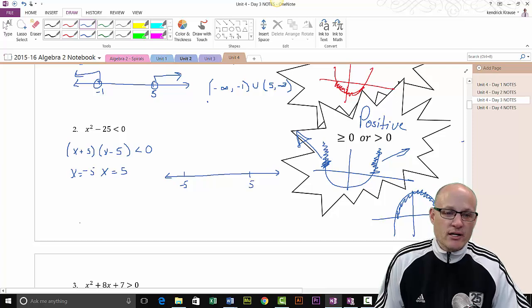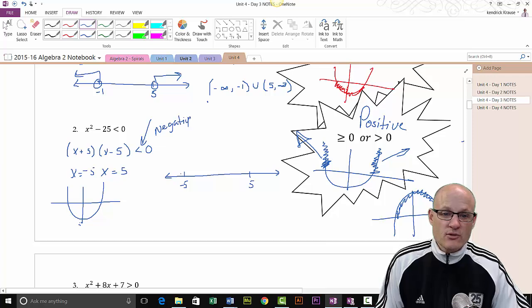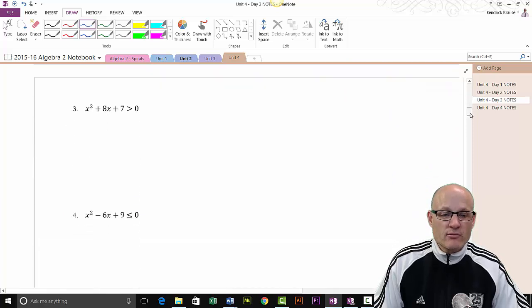Again, we have a parabola that's going like this, right? And I want when it is negative or below the x-axis. So I want it in between. So in this case, open circle over. I want the part that's in between the two points or the two roots.